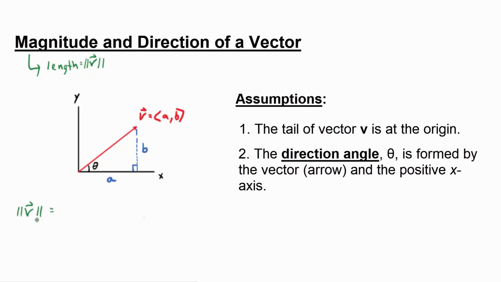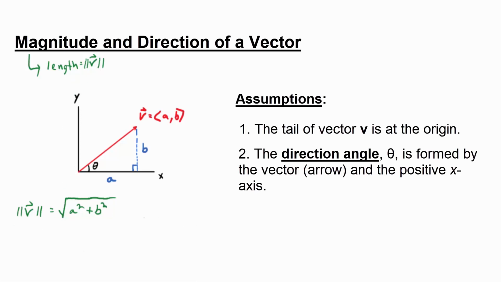So what does the Pythagorean theorem say then? That the length of the vector in red should be? You've got to remember to take the square root. The square root of a squared plus b squared. And again, that works because the initial point, the tail of the vector, is at the origin.